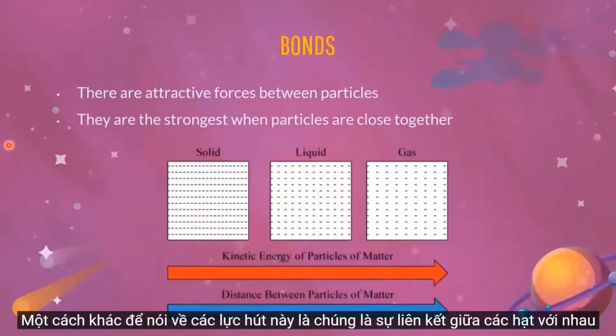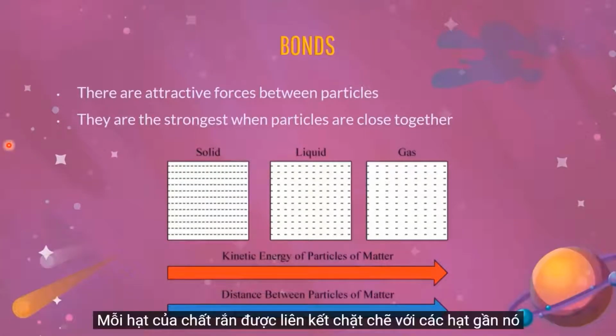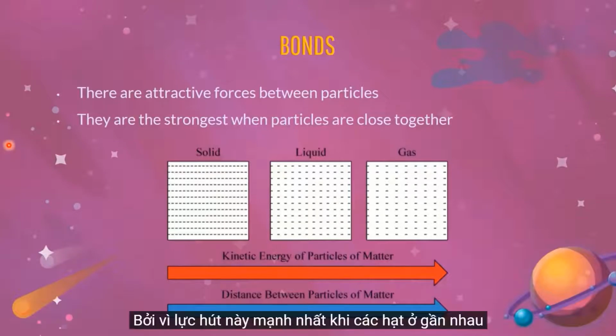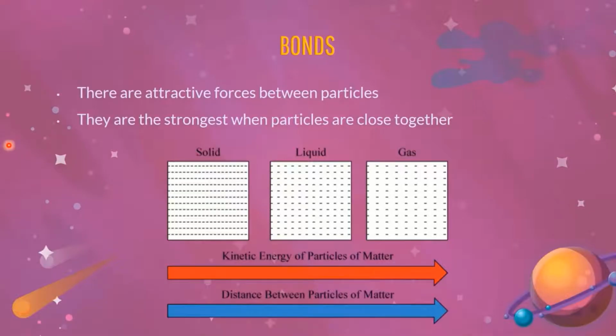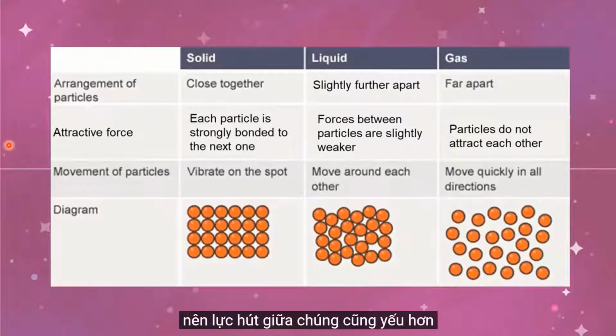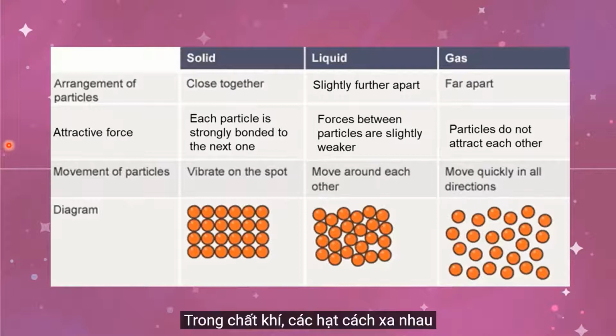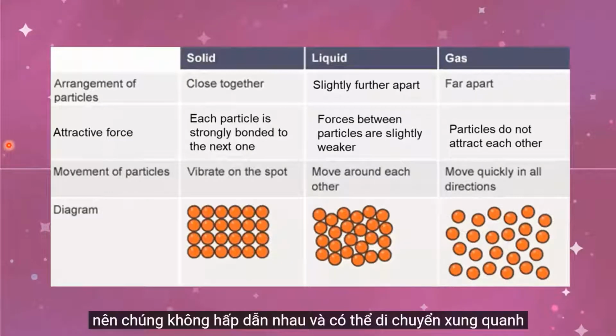Another way to refer to these forces is to say that there are bonds between particles. Each particle of a solid is strongly bonded to its neighbors. This is because the forces between particles are strongest when the particles are close together. In a liquid, the particles are slightly further apart, and so the forces between them are slightly weaker. In a gas, the particles are far apart so that the particles do not attract each other and can move freely around.